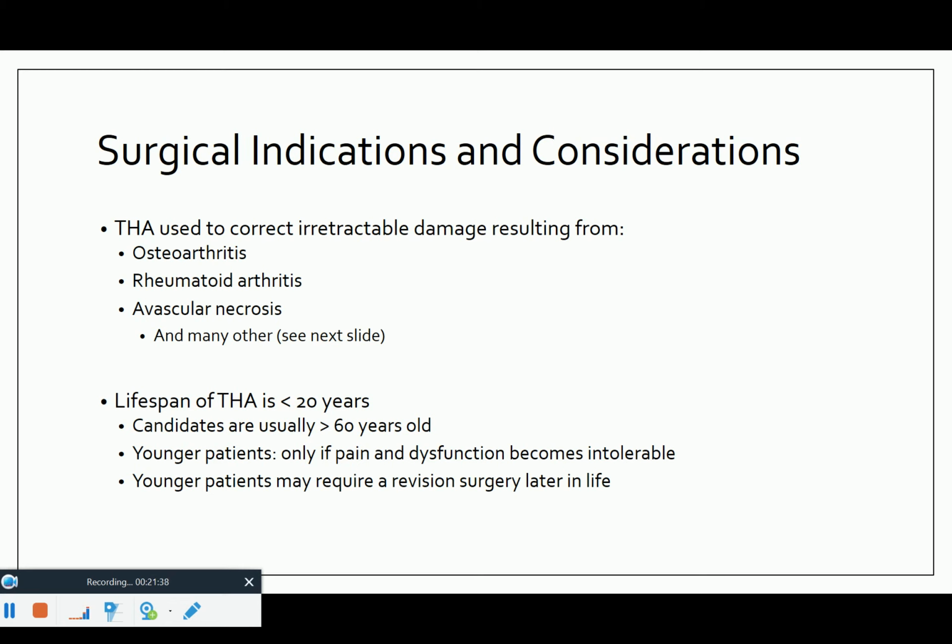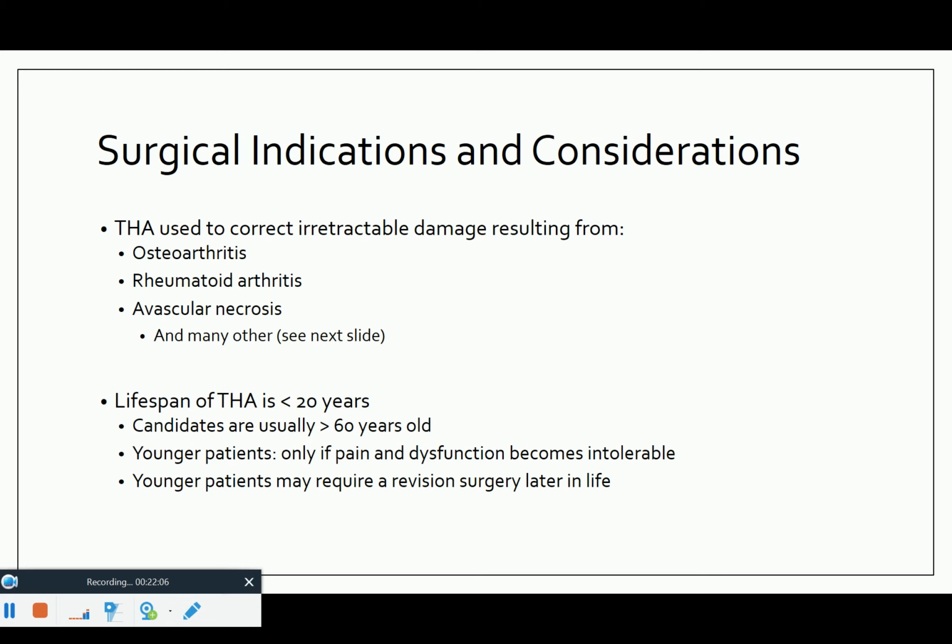The lifespan of a total hip joint replacement is less than 20 years. Candidates are usually chosen if they're 60 years or older. If they're younger patients, it's only if pain and dysfunction becomes intolerable, meaning they become bedridden or that sort of thing. Younger patients may require a revision surgery later in life, which just means that in time the components will wear down and they'll have to have new components put in.